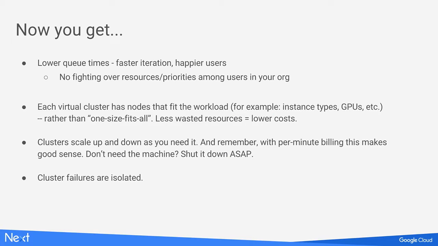So in the old world, you used to have queues that would just get infinitely long. In the cloud, you're gonna have lower queue times, which leads to people actually being able to iterate faster. And that usually hopefully has meaningful business results for you guys, aside from just people who are happier and there's less anger, less infighting. And then each virtual cluster has nodes that actually fit the workload that internal customer of yours actually needs, rather than just buying one-size-fits-all hardware, which leads to, of course, less wasted resources and less costs.